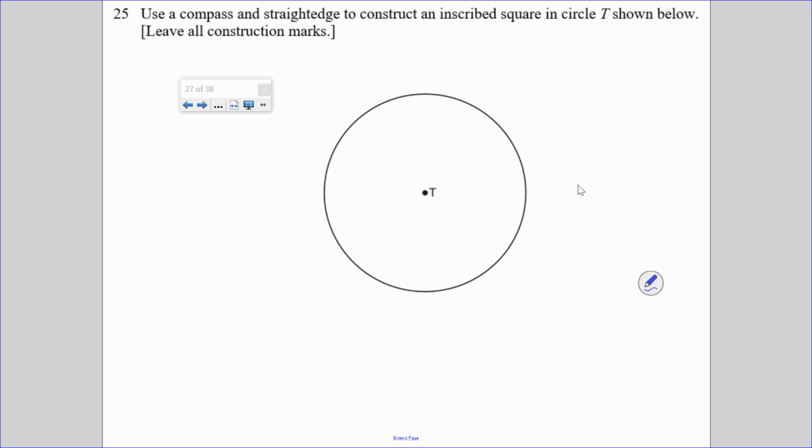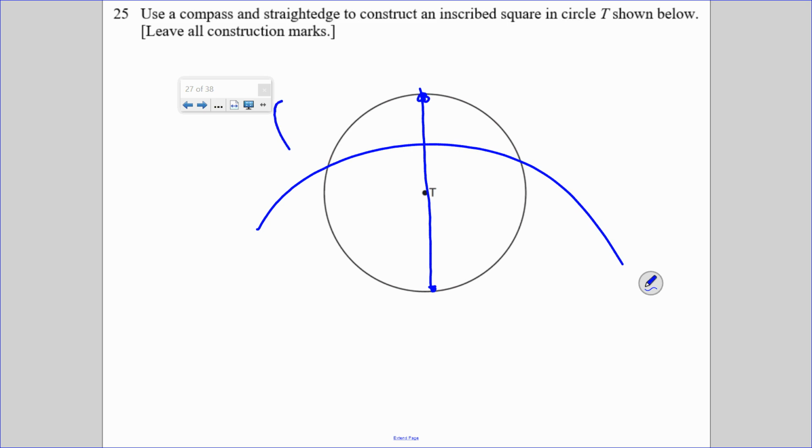I always do it on the chalkboard, so I'm going to be doing what I tell her not to do and do it freehand. To construct an inscribed square, start by drawing in, with a straight edge, a diameter. Then you construct a perpendicular bisector of the diameter. So you open the compass more than halfway. If I'm putting the needle point here, I swing my arc. Then I put the needle point here, and I swing my arc. And then I connect them.